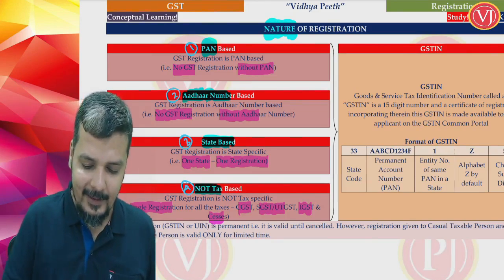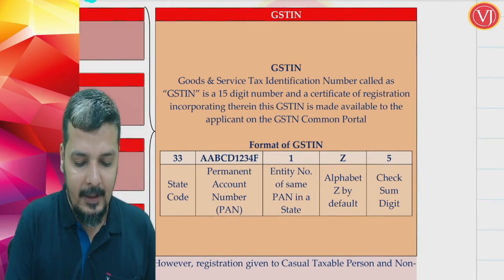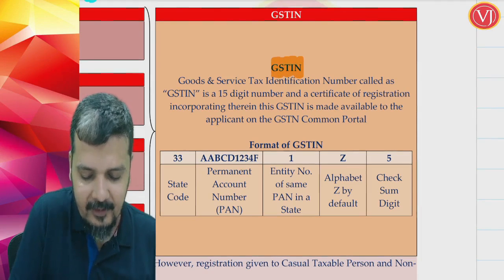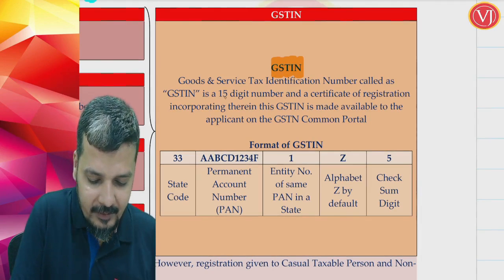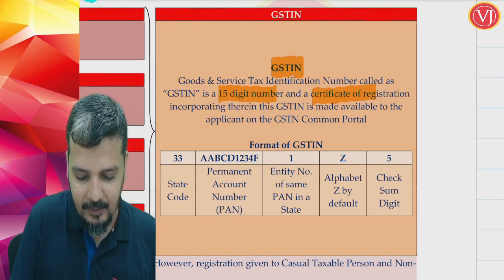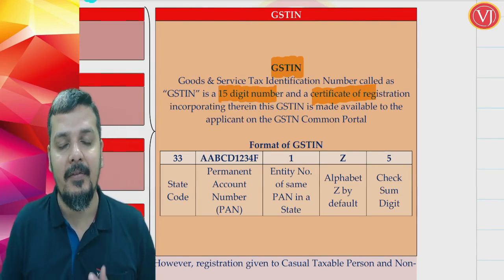Now understand that once you get your GST number, you will get your GSTIN. What is this GSTIN? GST identification number, which is a 15-digit number, and it is nothing but part of the certificate of registration, which will also incorporate your 15-digit GSTIN.